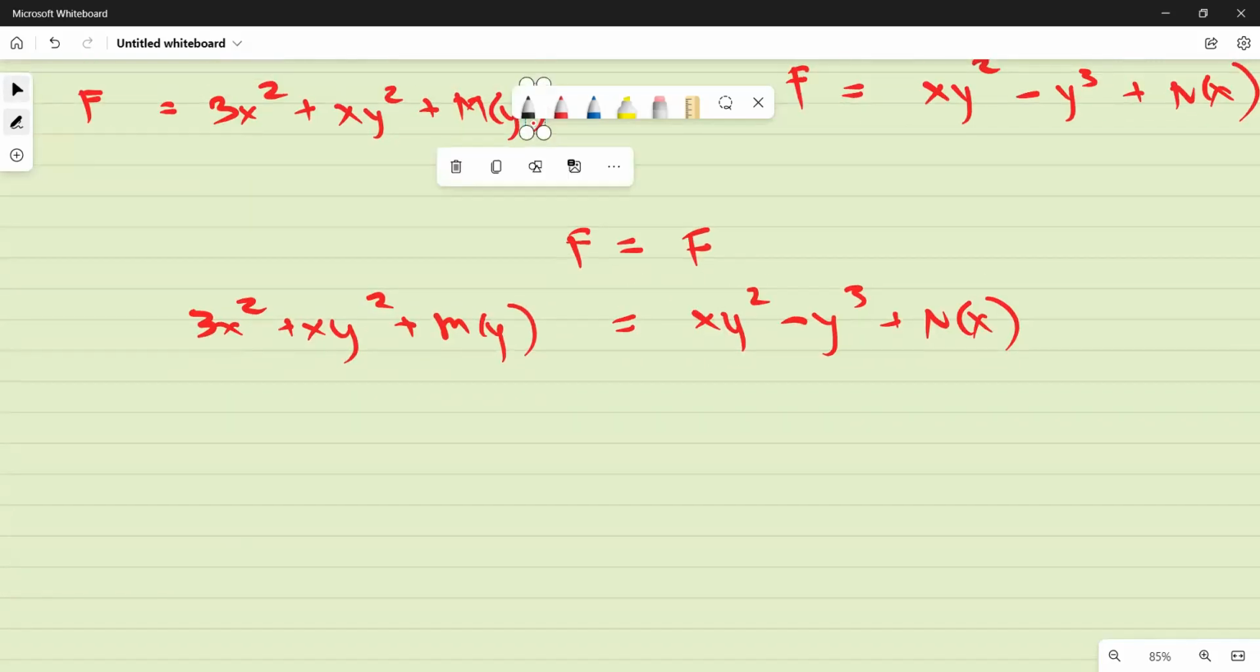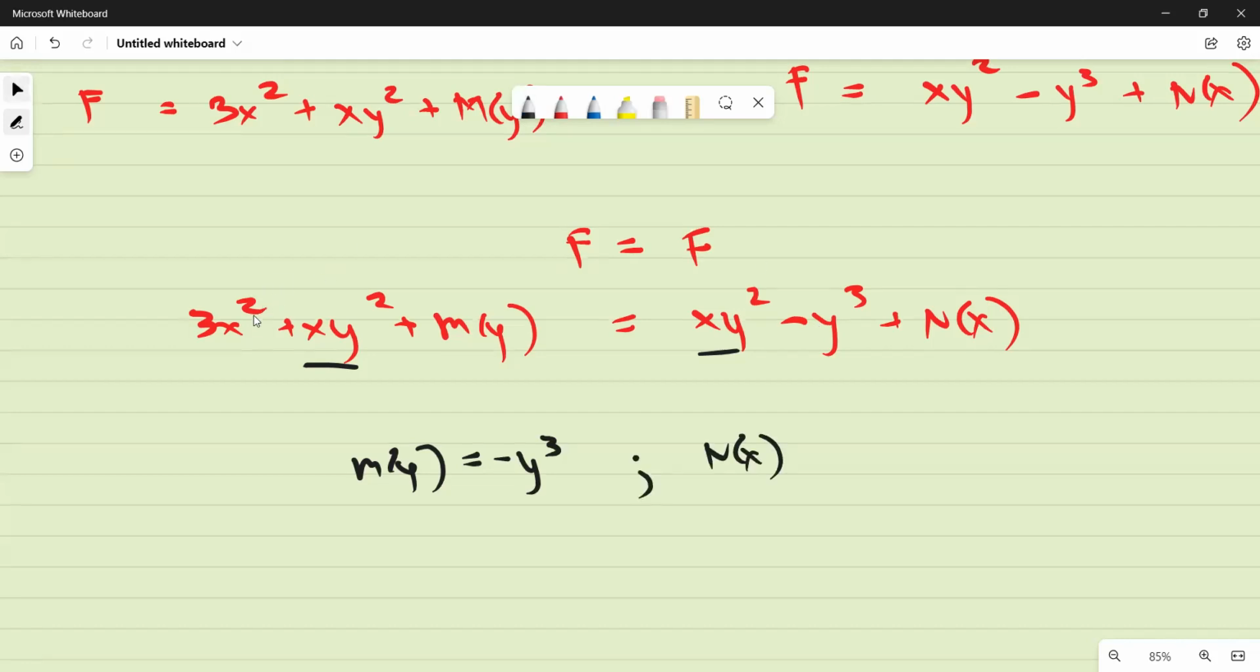And kung mapapansin nyo, may m of y. May xy squared ako dito, may xy squared. So, definitely, this m of y pertains to a certain function na pure y lang dapat sa right side. May nakikita ba kayong pure y? Meron. So, therefore, this is negative y cubed. And same goes with n of x. May nakikita ba kayong pure x sa left side? And if may nakikita kong pure x, then definitely that is your 3x squared.